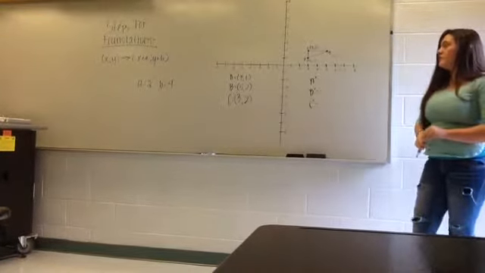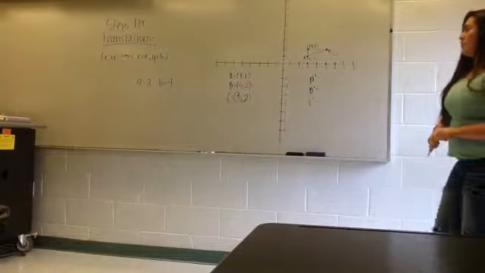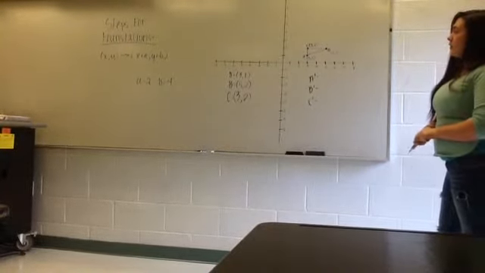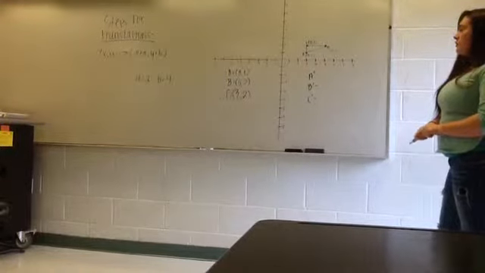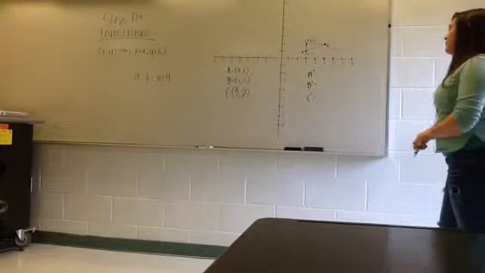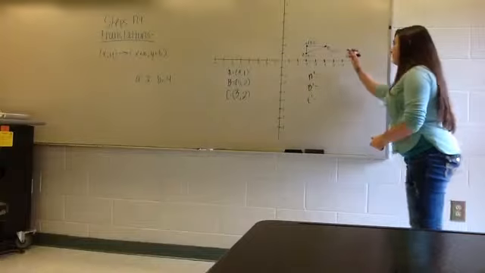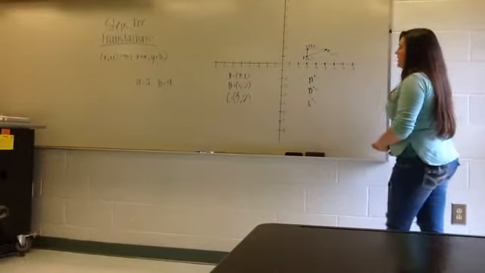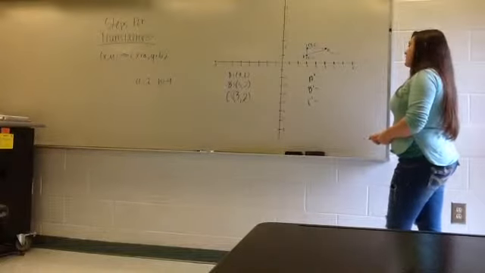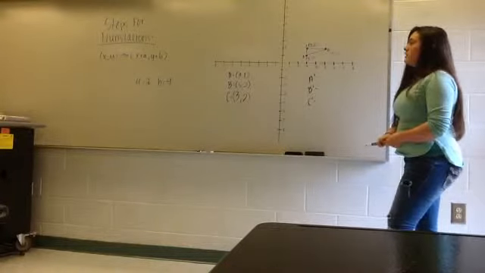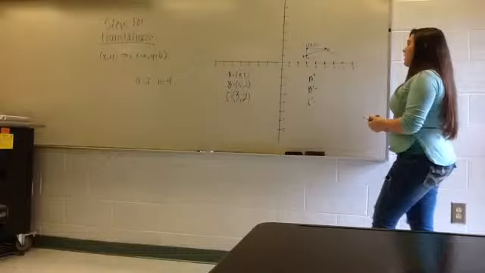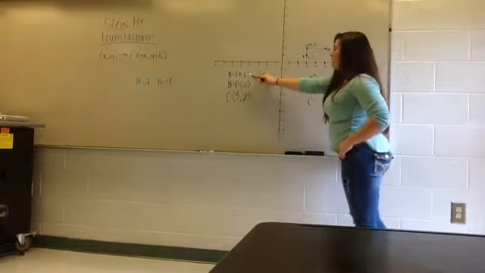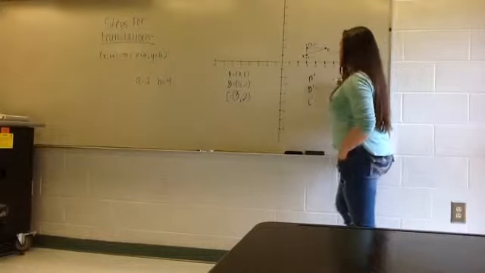Your step for translation is (x, y) to (x plus a, y plus b), and your a value is 2 and your b value is 4. Here is our image on the board. A is at 3, 1, B is at 5, 2, and C is at 3, 2. So to do a translation like it says on the board, you have to add 2 to your first value and 4 to your second value to get your new coordinates.